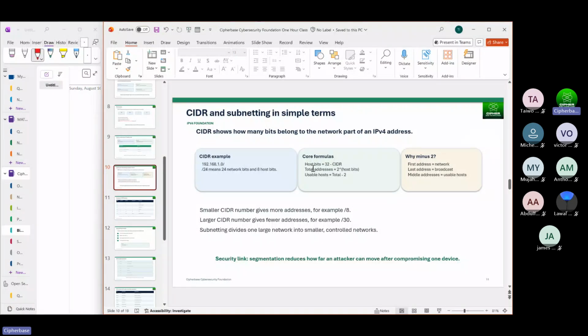I put this formula here, the core formula. We will practicalize this. I just want you to see some terms here. Host bits is 32 minus CIDR. Total addresses: the formula that I want you to understand here is 2 raised to the power of host bits. So what are we saying here? This might look like jargon to us until we practicalize it and see how it works.